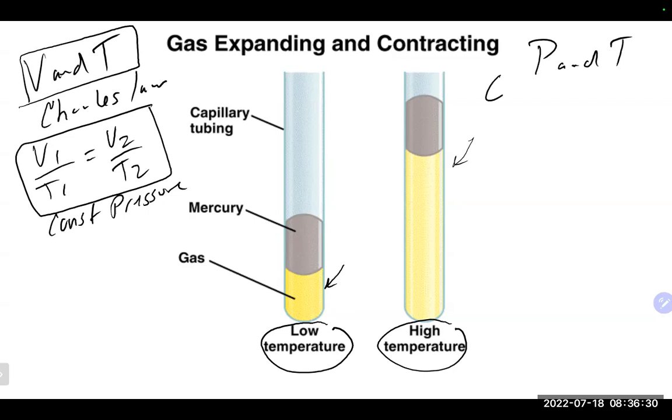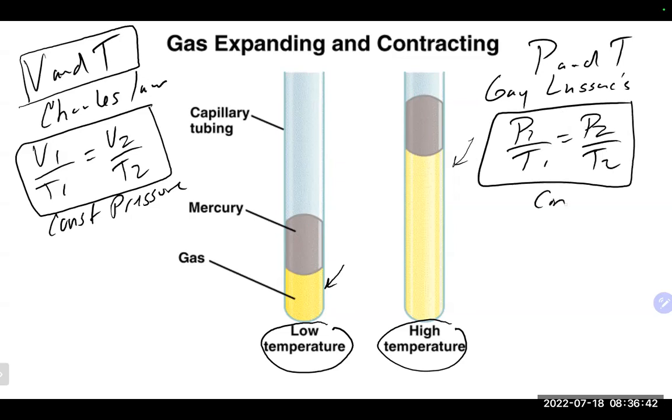This is sometimes referred to as Gay-Lussac's law, and P1 over T1 is equal to P2 over T2. This is at constant volume. What we're looking at in these pictures is the Charles' law relationship. When the volume is able to move, that is the real reason why it's able to keep constant pressure.